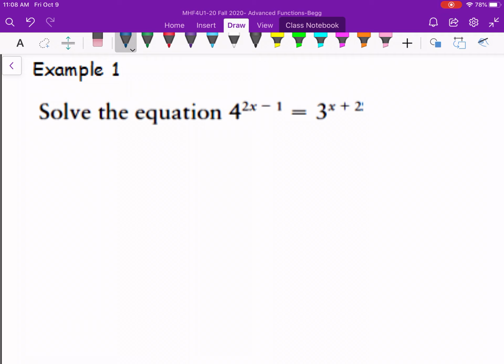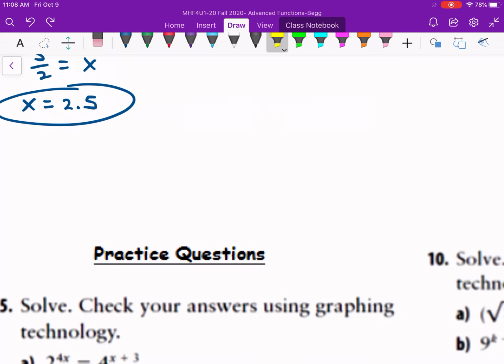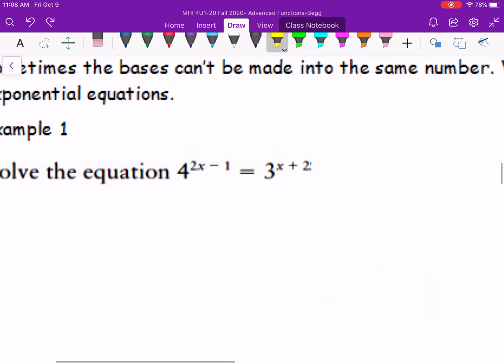4 to the 2x minus 1 equals 3 to the x plus 2. At first glance, it may look similar to the first two examples we did, but the difference with it, and it is different, is that I can't rewrite either of the bases so that they're the same. There's no way I can rewrite 4 as a base of 3 or 3 as a base of 4 or both of them as a base of something else. They're just too different. The bases are just too different from each other.